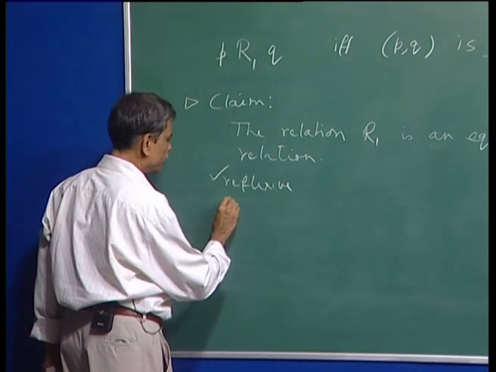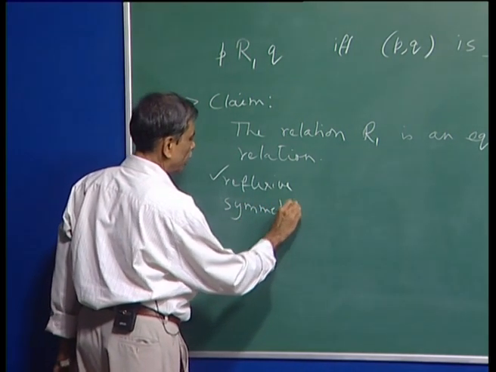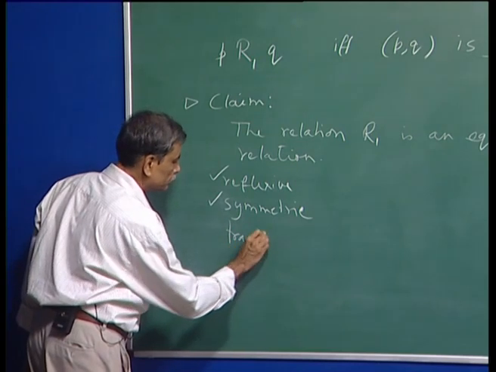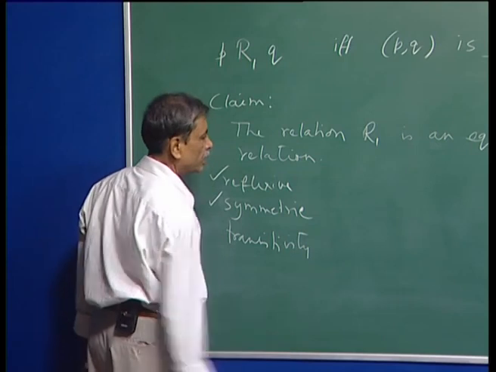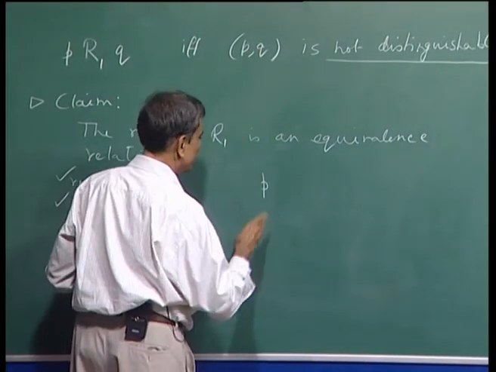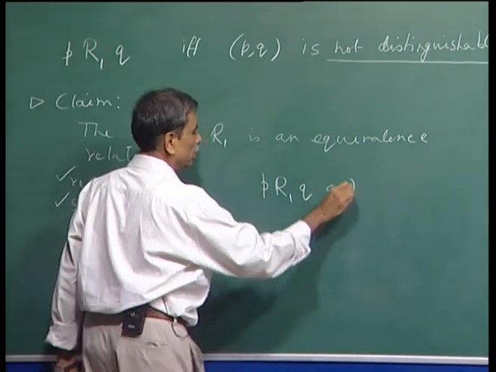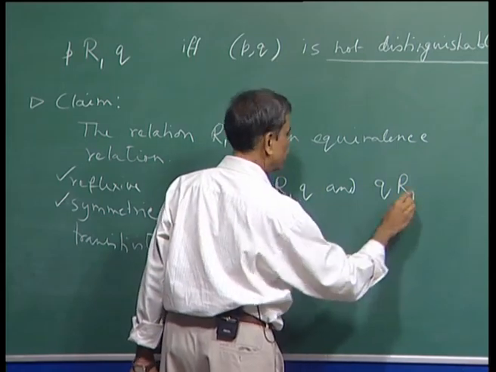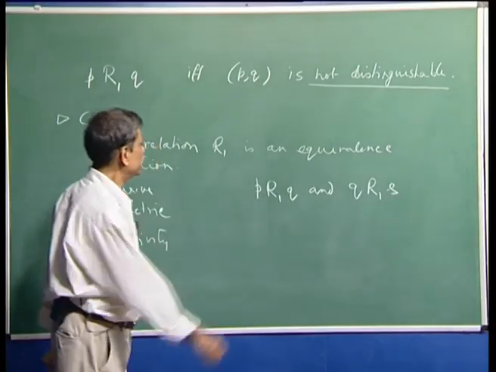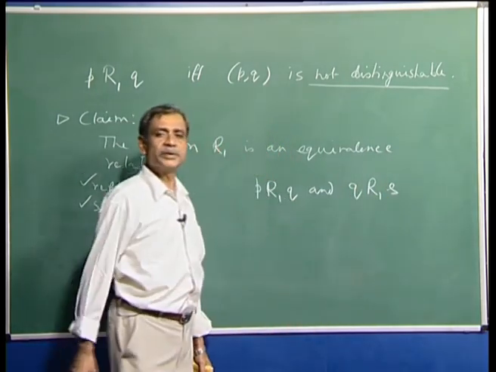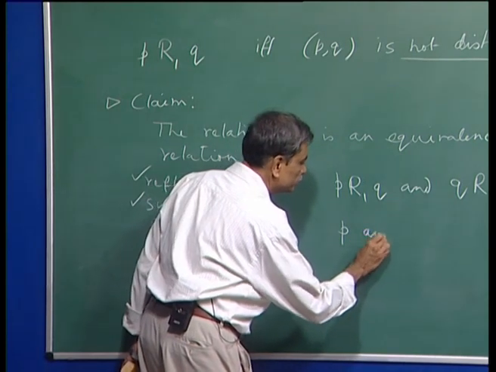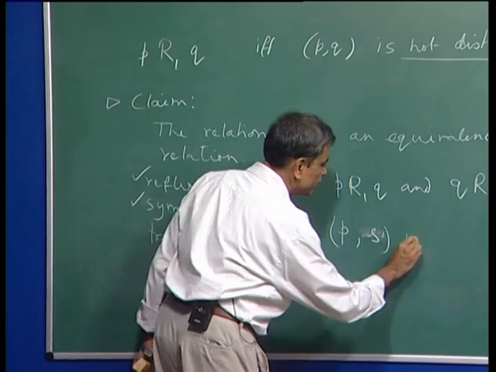And symmetry is also easy to see. Right? What about transitivity? So, let us say that p and q are not distinguishable, so they are related by this relation, and q and s are also not distinguishable. Can it happen that p and s, this pair p s, is distinguishable?